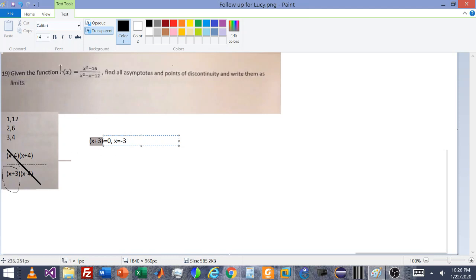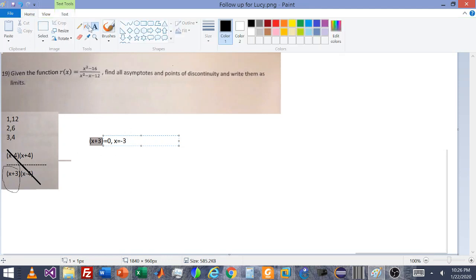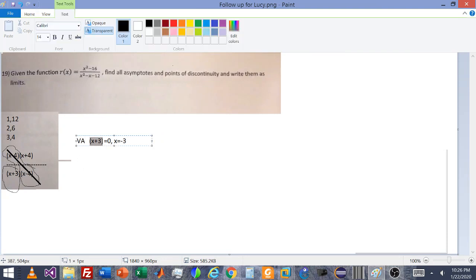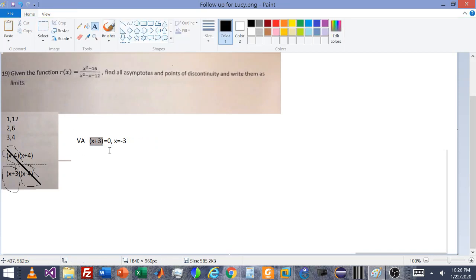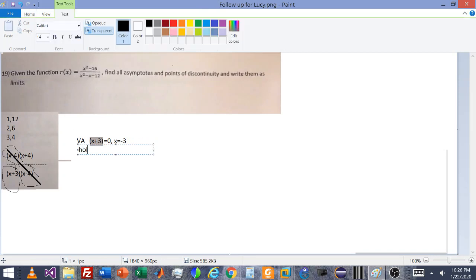So how about holes? Well, we already mentioned that these right here divide out, and this will be where your hole is. Okay, so x equals 4, and I'm going to write this out here, hold on. So vertical asymptote, hole, 4, because we solved for it after setting it equal to 0.